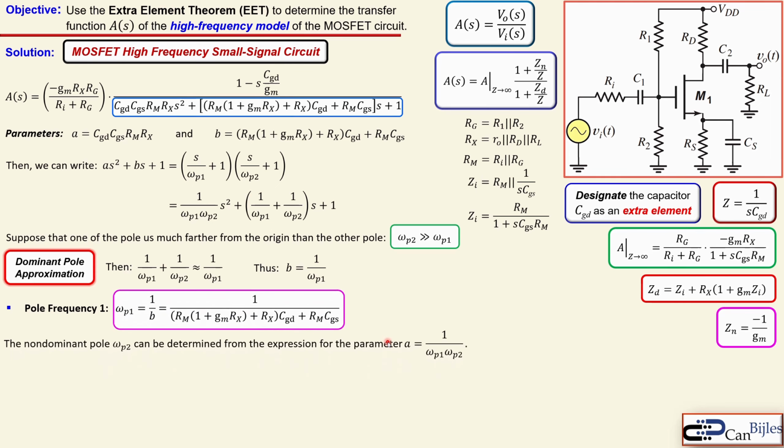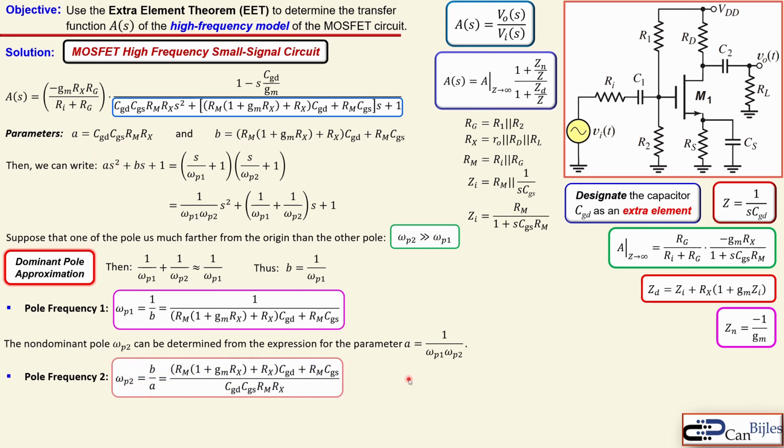The non-dominant pole, so not the dominating pole, which we have designated as omega p2, can also be determined from the expression of A, which is 1 over omega p1 times omega p2. If you look at this carefully, 1 over omega p1 is actually B, so I have here A equal to B over omega p2. So omega p2 is B over A. The pole frequency 2 is then B over A. We know B, we know A, from the parameters. So now I am also done with my non-dominant pole.